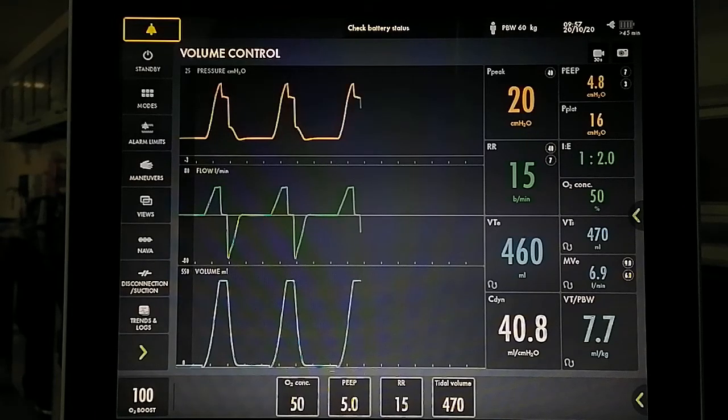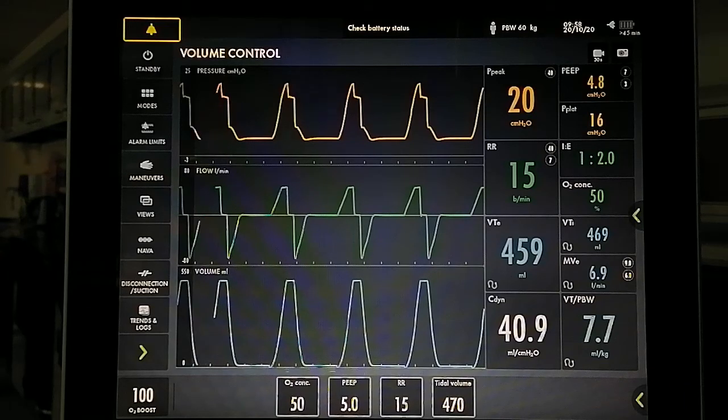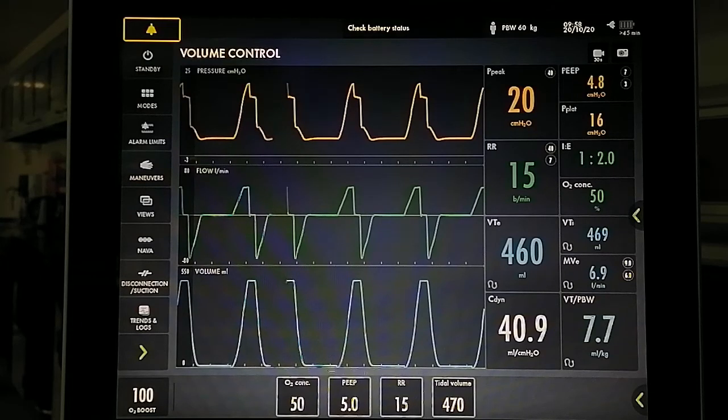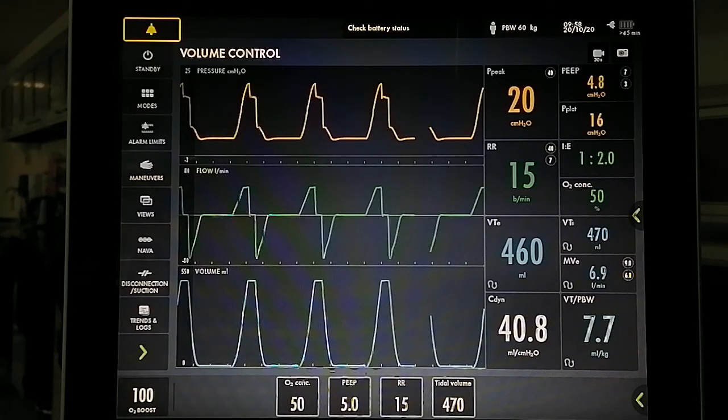Now those are the necessary parameters that are set in volume control, and also how to set the alarms. By the way, the alarm limits do not depend on which mode you are in, so you can use the guidelines provided in the manual for setting the alarm limits.